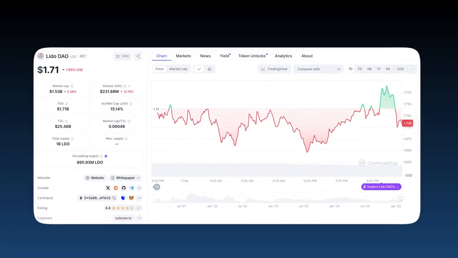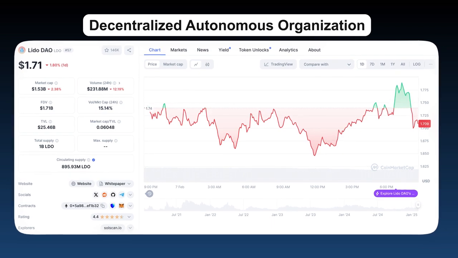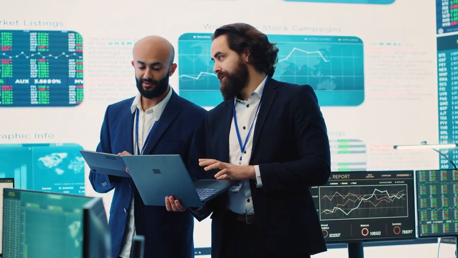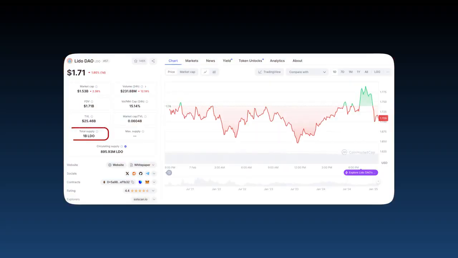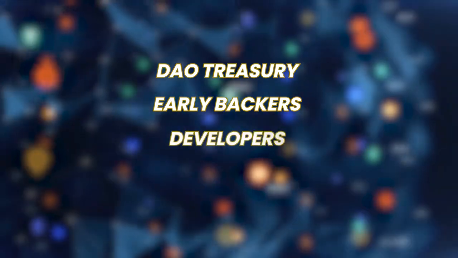The LDO token is the native utility and governance token of the Lido DAO, Decentralized Autonomous Organization, which oversees the Lido Liquid Staking Protocol. It empowers holders to participate in decision-making, such as proposing and voting on protocol changes, fee structures, and treasury allocations. With a total supply of 1 billion tokens, approximately 896 million LDO tokens are currently in circulation. Allocations include the DAO treasury, early backers, developers, and community incentives, with a gradual release over time.